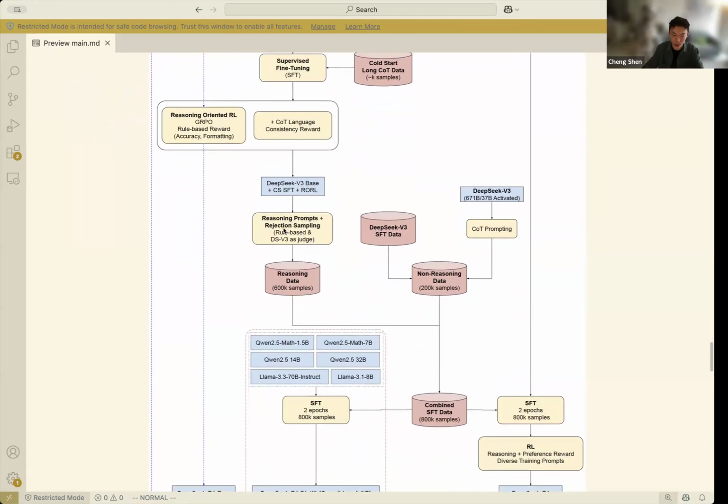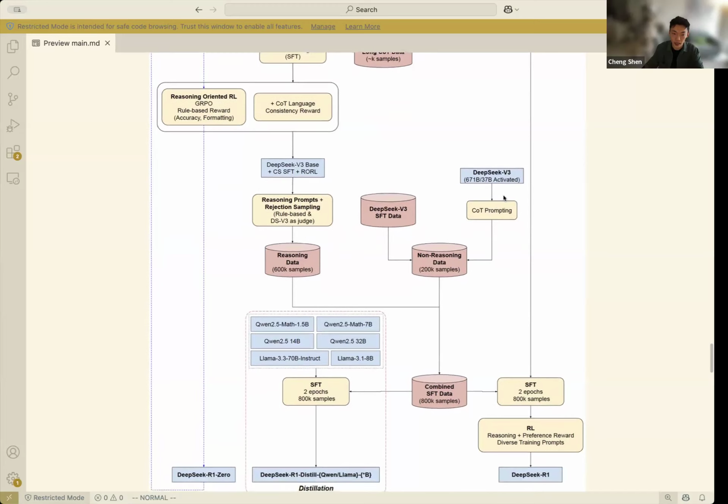there's some more RLHF. So here the rejection sampling is also a common technique used in RLHF, where they take this model and use the model to generate some outputs. And using a V3 model as a judge, they sample some outputs that are of higher quality, to get some reasoning data. And on the other hand, there's some non-reasoning data.